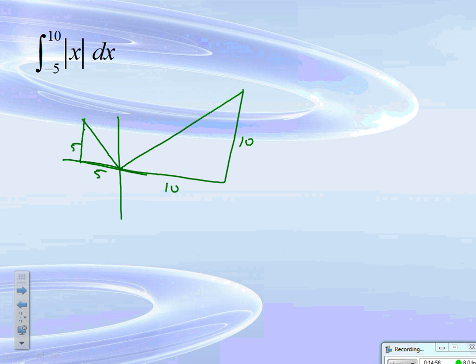Integral from negative 5 to 10 of the absolute value of x. What is it? 2 triangles. Look like that. How long are those two segments going to be? This is negative 5. This length is 5, and this length is 5. If I go all the way out to positive 10, this would be 10 and 10, wouldn't it? So the area of the first triangle is 1/2 of 5 squared, and the area of the second triangle is 1/2 of 10 squared. Some number.